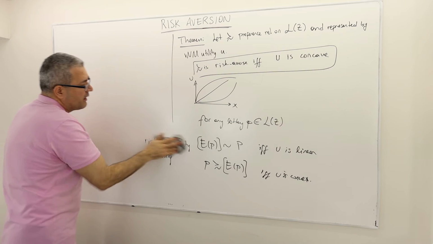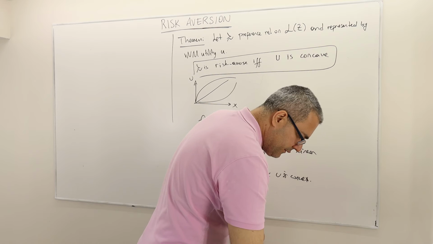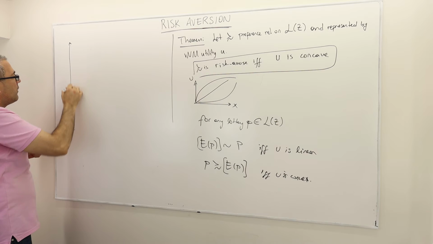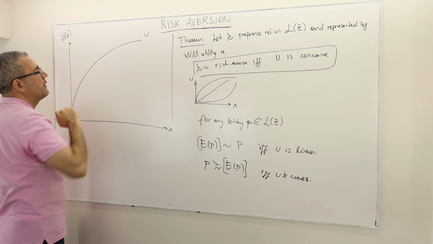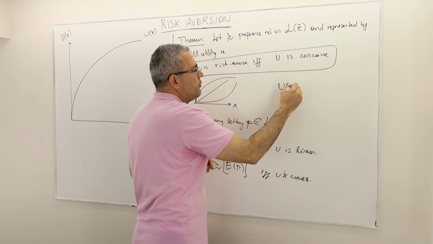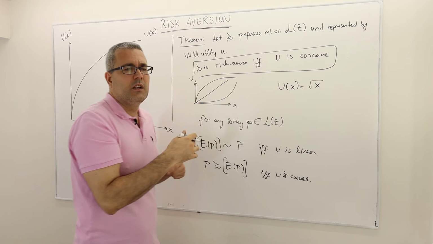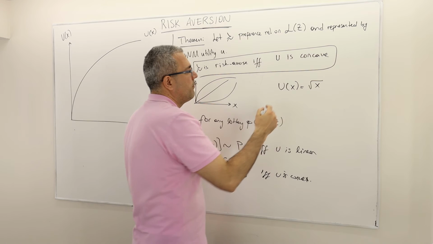Okay, so here is the picture I want to draw. This is X, the set of prizes. This is the utility of X. So let's suppose my utility function is this, the small U function, U of X. Examples we use a lot are like the square root of X. So this is a concave function. So this utility function is going to be representing a risk-averse preference relation.